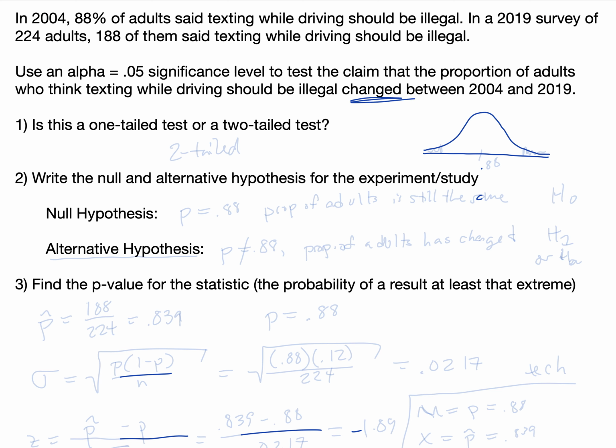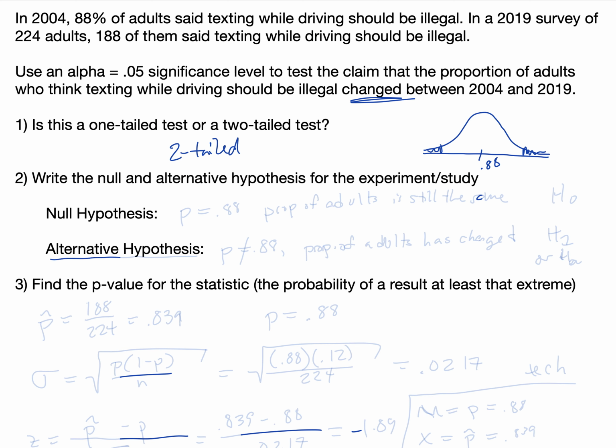So this isn't, has it increased, has it decreased, but has it changed in either direction? So we're looking for the probability of a result at least that extreme, different from 0.88 in either direction, and therefore this is a two-tailed test. What are the null and alternative hypotheses?